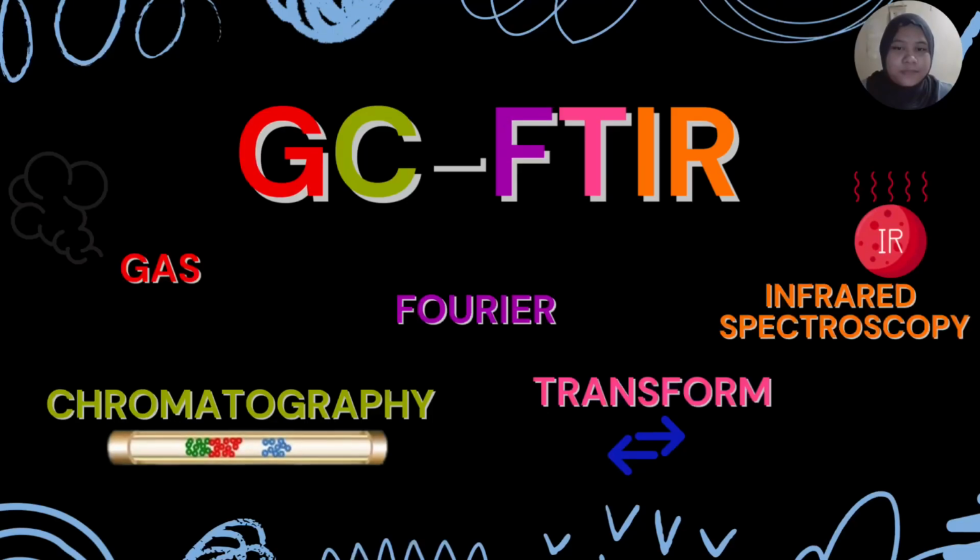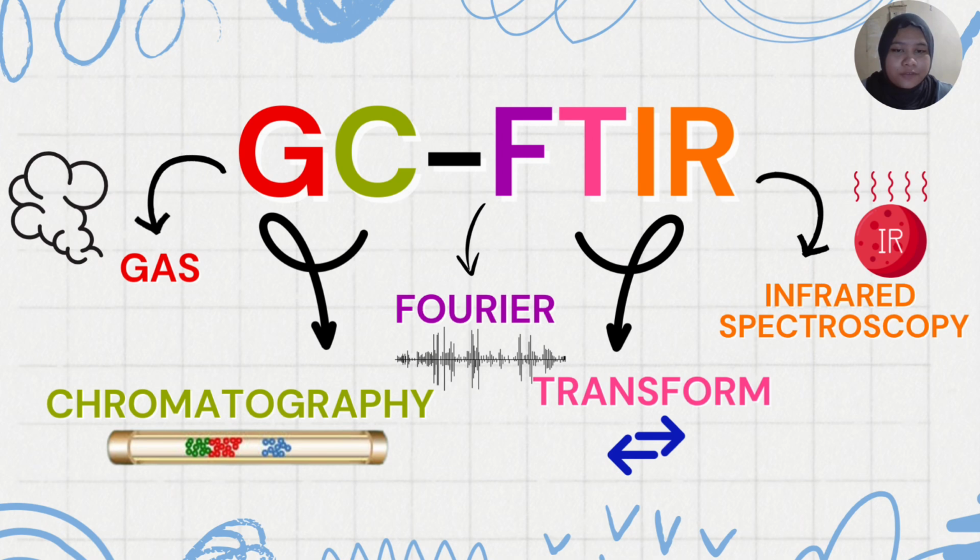To start, let's break down what the acronym GC-FTIR stands for. GC-FTIR stands for Gas Chromatography Fourier Transform Infrared Spectroscopy. It combines two powerful analytical methods, which is GC, gas chromatography, and FTIR, Fourier Transform Infrared Spectroscopy. This means that GC will separate the complex mixtures and the FTIR will provide detailed molecular identification.